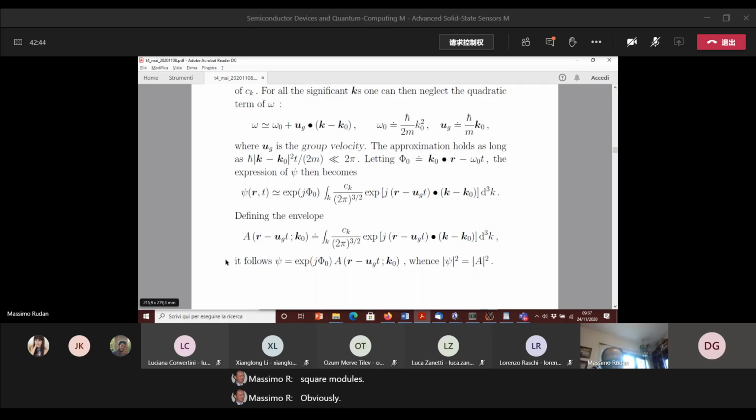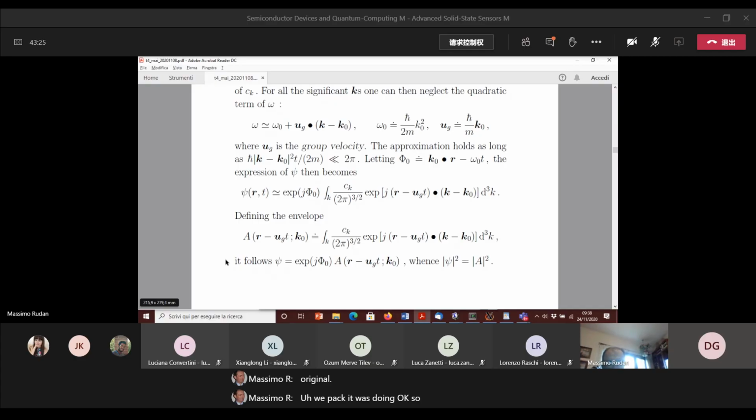obviously the square modulus of the exponential of j phi 0 is equal to 1, so it does not contribute to the localization. And what is left is that the square modulus of the wave function is equal to the square modulus of the envelope function. So the envelope function contains the total information about the localization of the particle. Obviously, the envelope function moves in space as the original wave packet was doing, okay?